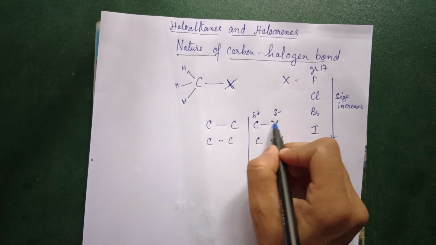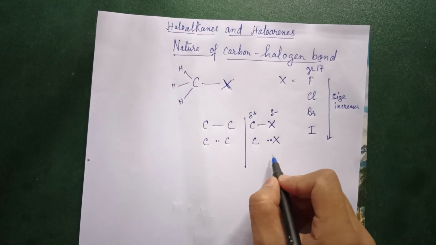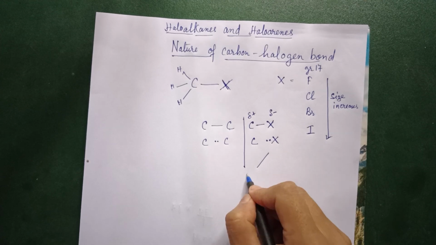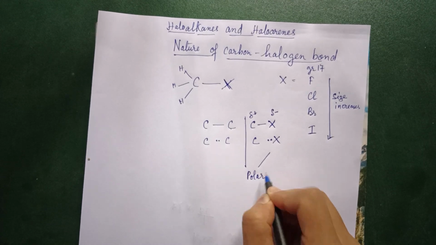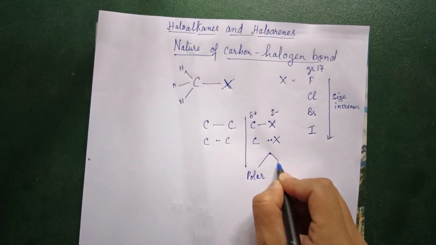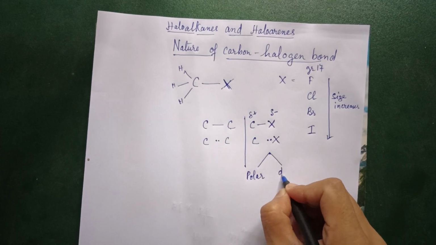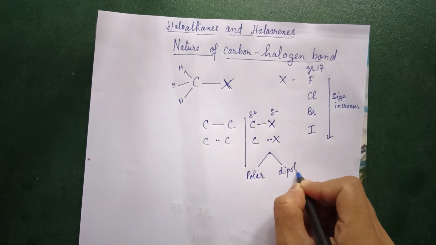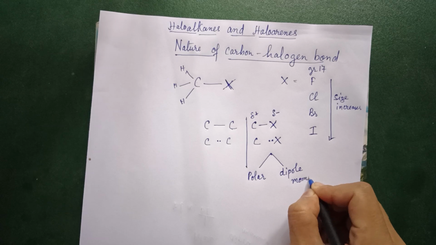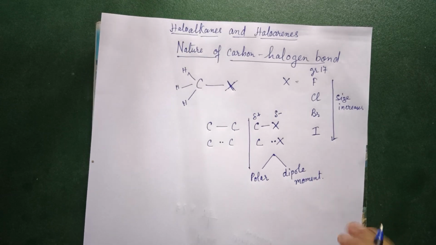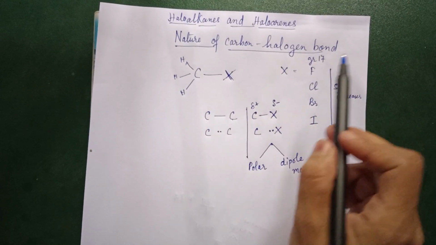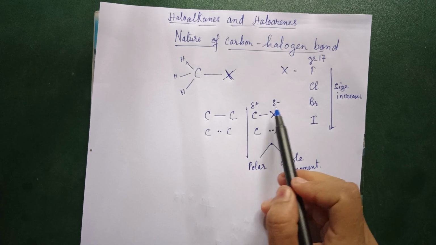Now, due to these electronegativity differences, the bond will be polar in nature, and due to this polarity, it will have some dipole moment. So the nature of the carbon halogen bond is polar.